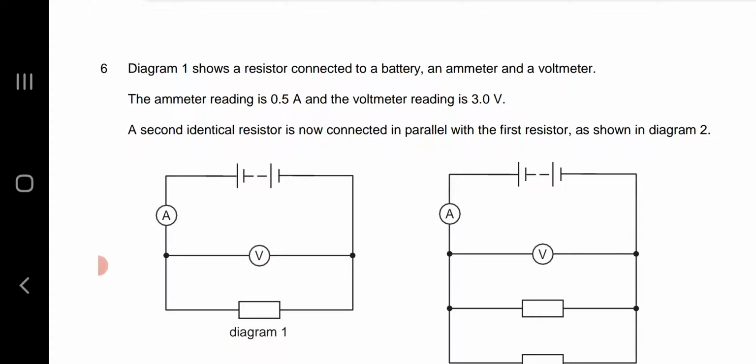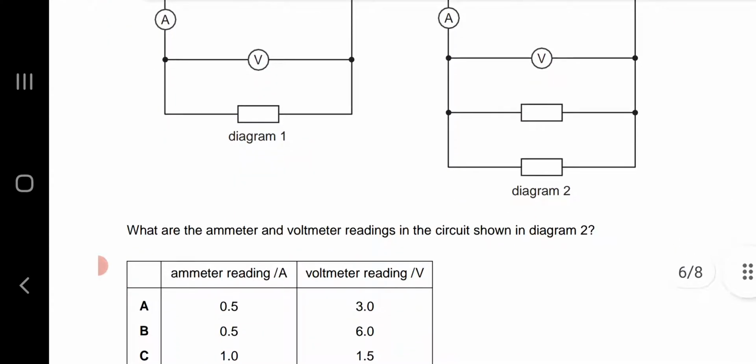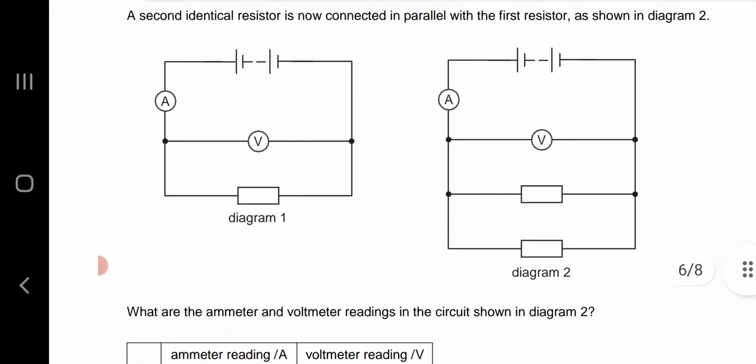Question number 6. Diagram 1 shows a resistor connected to a battery, an ammeter and a voltmeter. The ammeter reading is 0.5 ampere and the voltmeter reading is 3 ampere. A second identical resistor is now connected in parallel with the first resistor as shown in diagram 2. What are the ammeter and voltmeter readings in the circuit shown in diagram 2?